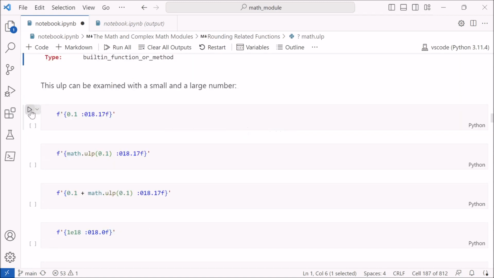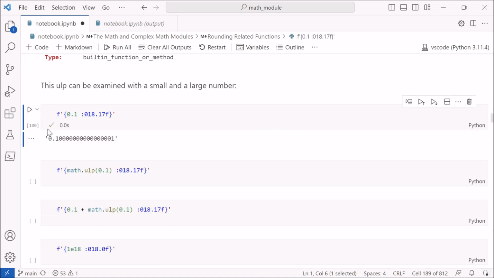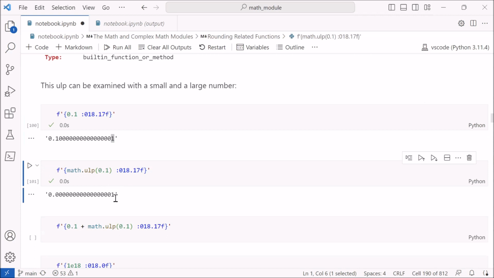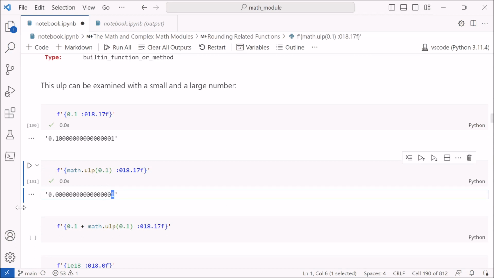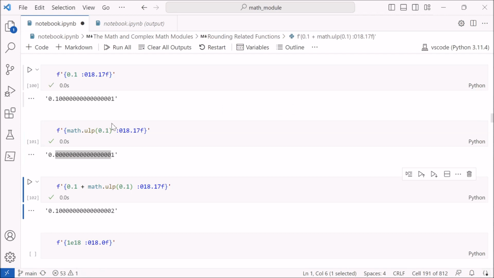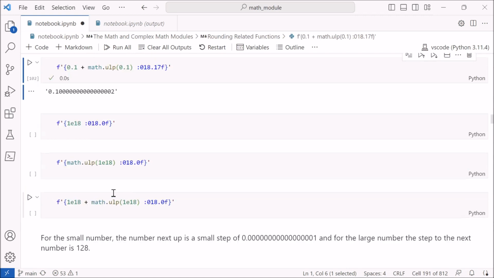So if we have a look at 0.1, we've got 0.1 and then all these zeros and then 1. So this is the unit in last place. And if we have a look at the unit in last place, we see that it's essentially this 1 here after all these trailing zeros. So if we add this together, then this should be all these zeros and then a 2 here. And we see this works as expected.